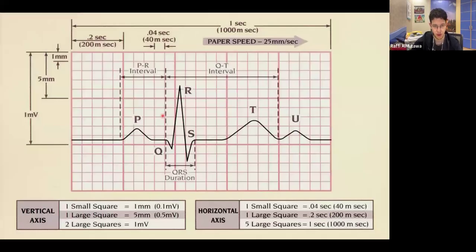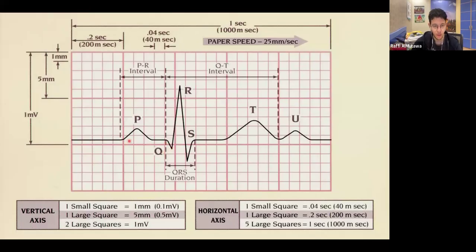Each box is 1 millimeter by 1 millimeter. Let's start off with time because it's very important for you guys to know the time. 1 millimeter, or one small box, represents 0.04 seconds. That means 2 small boxes would represent 0.08 seconds, 3 would represent 0.12 seconds, 4 would represent 0.16 seconds, and five small boxes would represent 0.2 seconds.